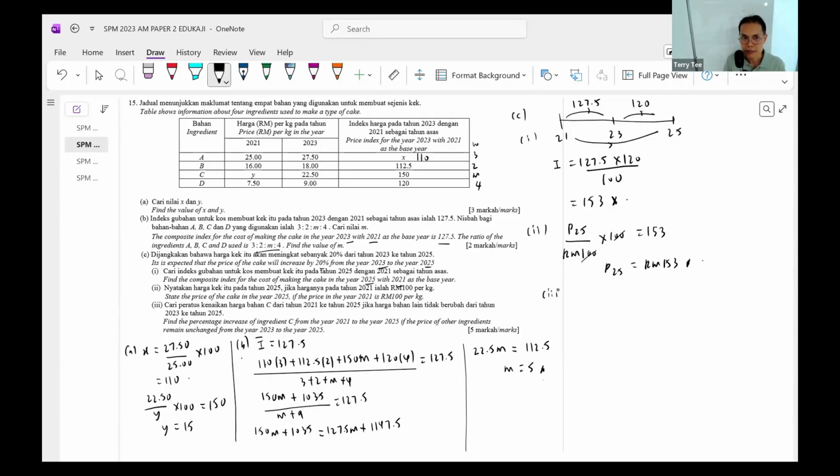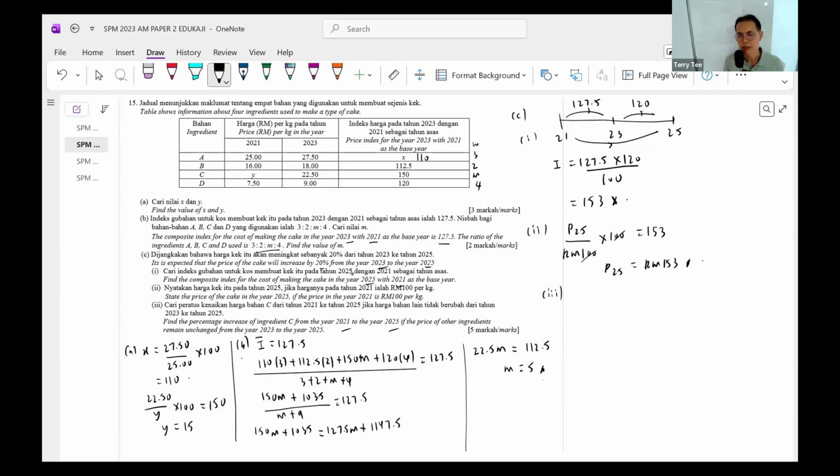All right. Lastly, find the percentage increase of ingredient C from 2021 to 2025 if the price of other ingredients remains unchanged from 2023 to 2025. So the other ingredients are unchanged, only one ingredient increases.